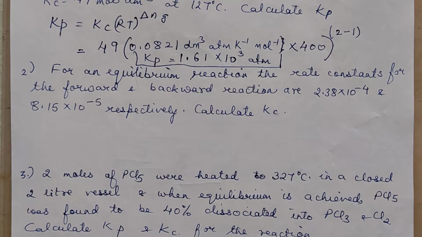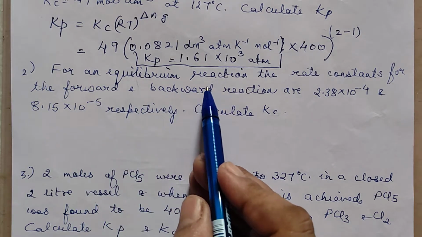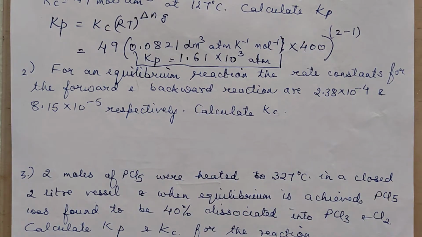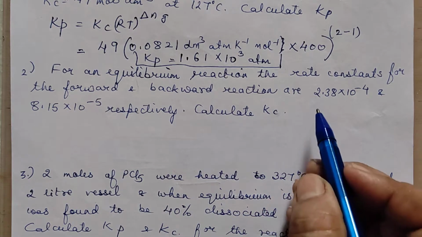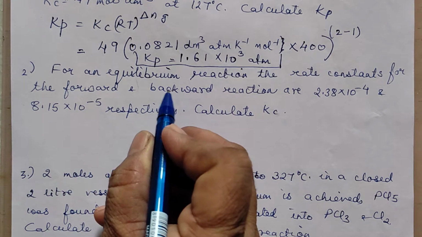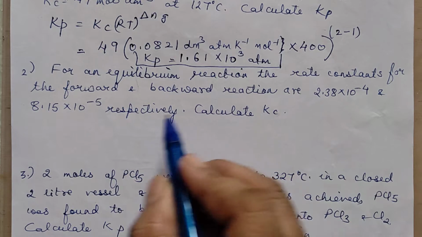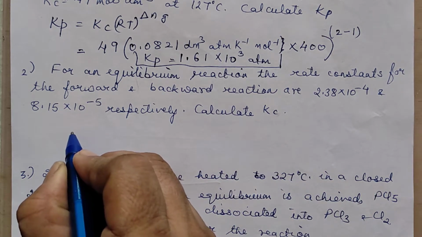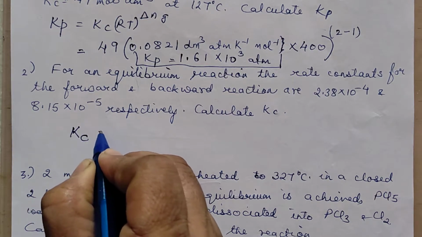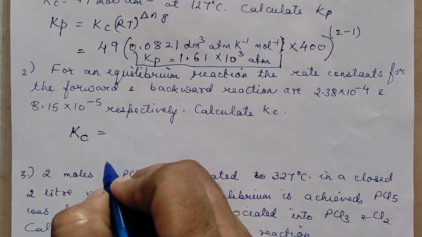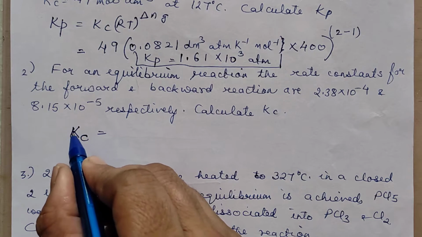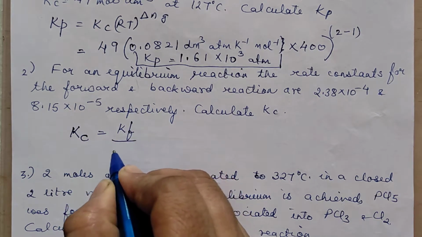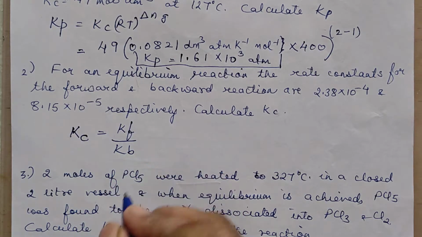Now moving on to the next question. For an equilibrium reaction, the rate constants for forward and backward reactions are given. That means they have given Kf and Kb. This is Kf and this one is Kb respectively. Calculate Kc. That we know the relation between Kf, Kb and Kc is Kc, that is equilibrium constant, is equal to rate constant for forward by rate constant of backward.